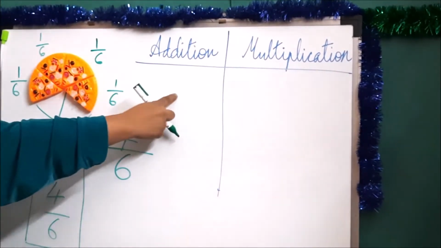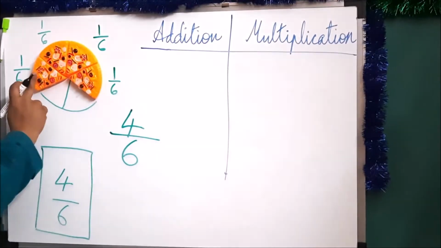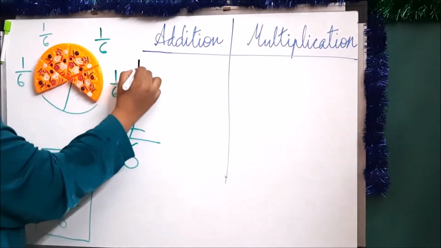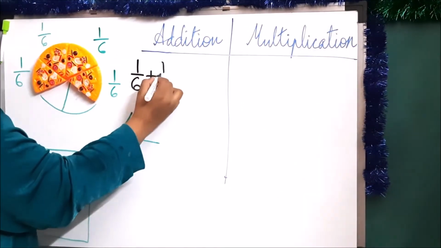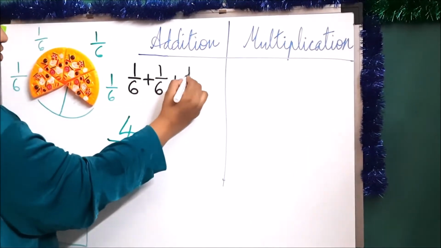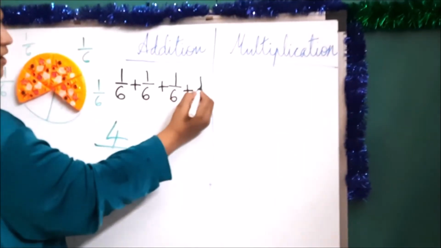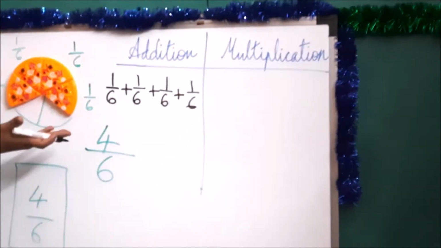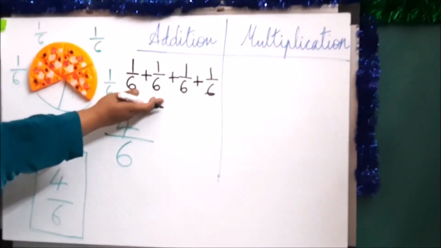And so, in addition, you need to just add the numerators. So, we'll take this 1 upon 6 and add it with this 1 upon 6, plus this 1 upon 6, and plus this 1 upon 6. Finish. This 4 upon 6 is written in addition form like this.